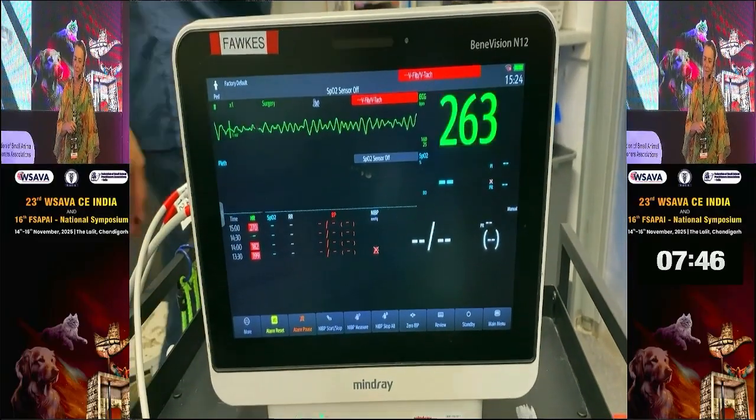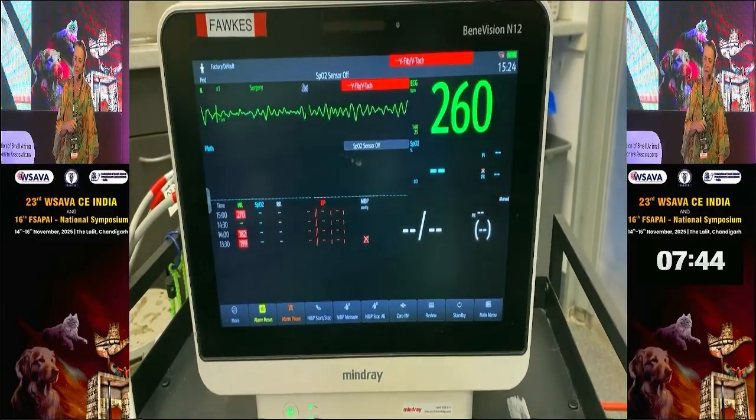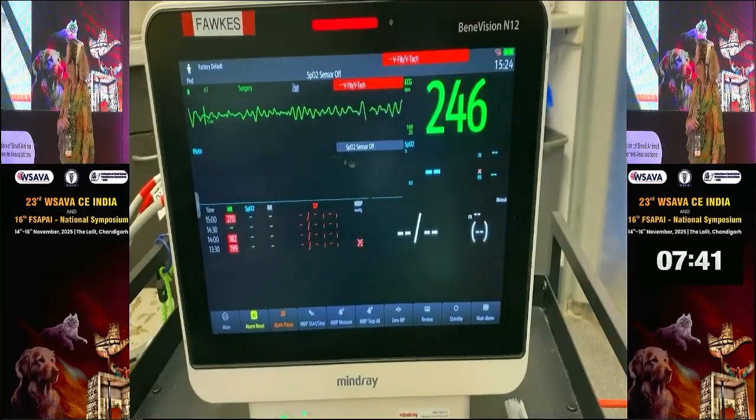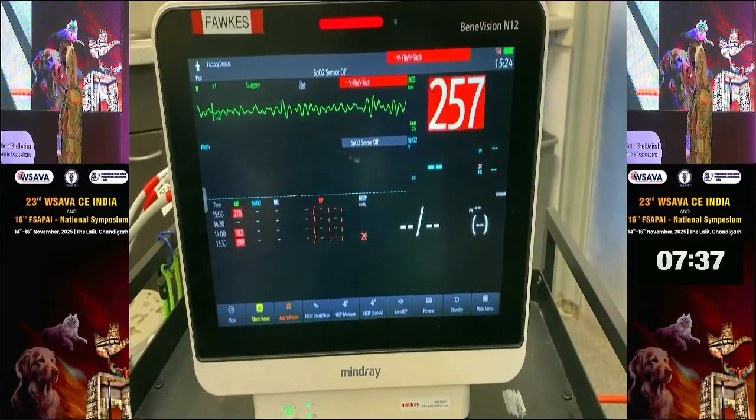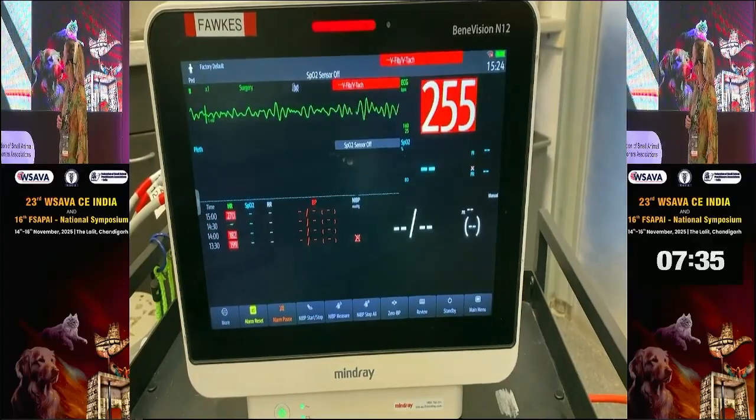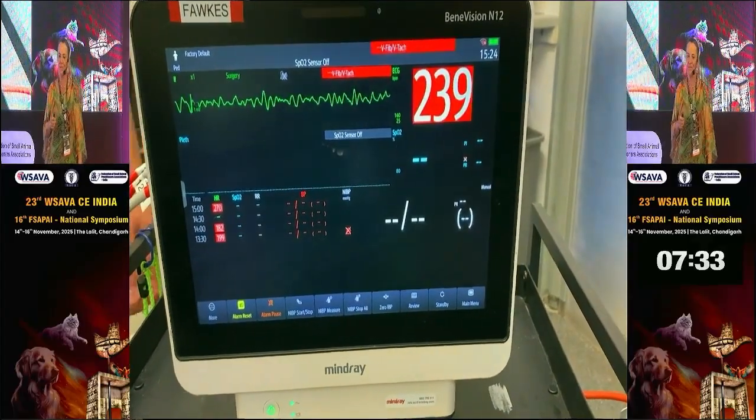This is just an example on our machine of a fibrillating patient. I did just look through my phone, getting a heap of videos. I don't actually know exactly what was happening with this patient, but that's a shockable rhythm.